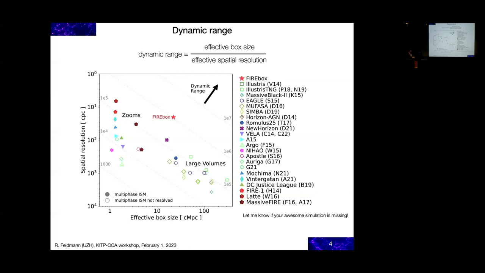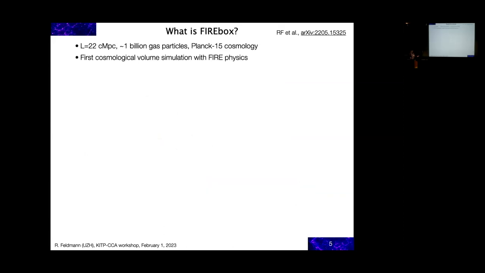So you can see it has a spatial resolution that is almost as good as the best zoom-ins, not quite, right? It's a bit worse than the best zoom-ins, and it also captures a relatively small volume. So you can see it's either worse than zoom-ins and worse than cosmological volume simulations, or you can phrase it the other way around, depending on your point of view. Okay, so what is Firebox?